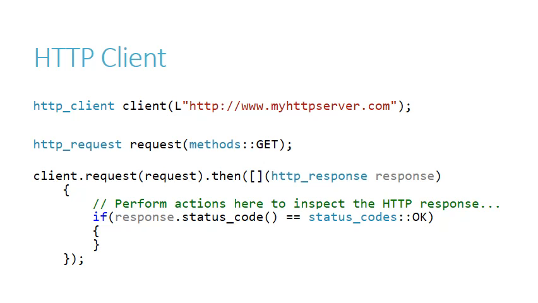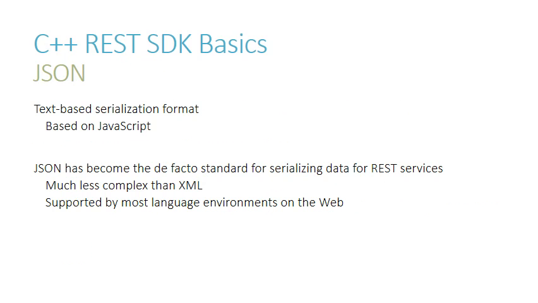This method returns the HTTP response wrapped in a PPL task. We can attach a continuation to inspect the HTTP response once the request is completed. Some operations that we can perform on an HTTP response include checking the status code, extracting the body of the response to a stream, or parsing the body to a JSON object.